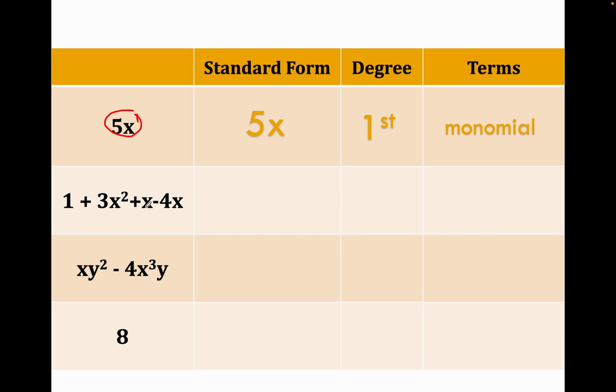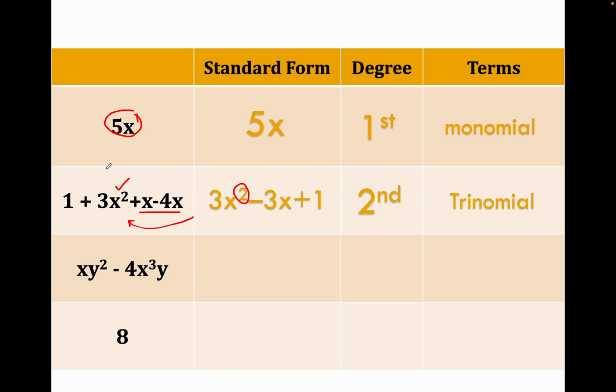For our second example, we have 2 things here that could be combined. So in order to put it in standard form, we're going to put our term with the highest power first, so that's the 3x squared. We're also going to combine our x minus 4x to make a negative 3x and then plus 1. This is our standard form version of this expression. This has a degree of 2, that's our highest power. And this ends up being a trinomial.